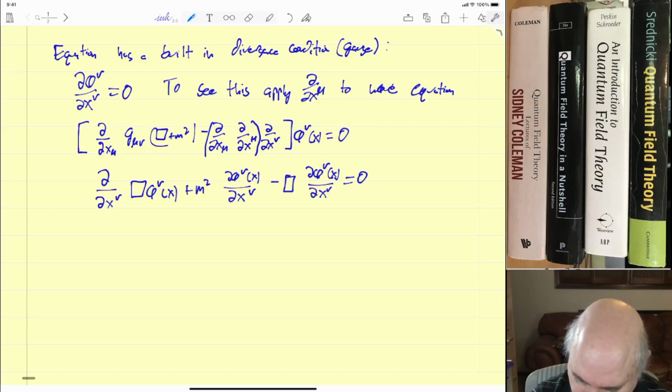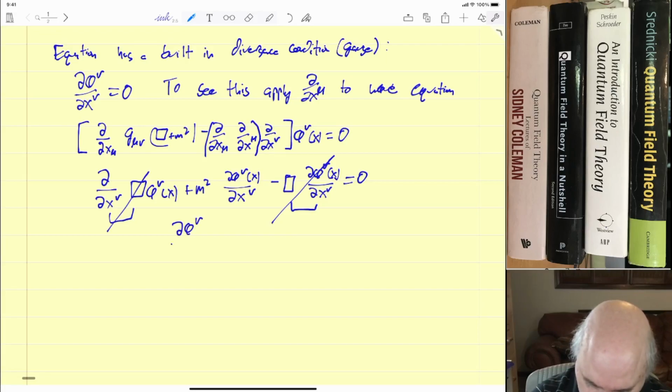These derivatives all commute, the box with the x nu. So you can see that these two terms cancel. And the m squared is positive, so we're left with the partial of phi nu with respect to x nu equals 0, which is what we wanted to show. Okay.